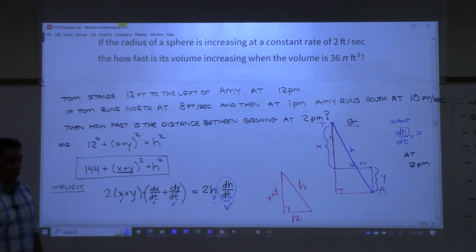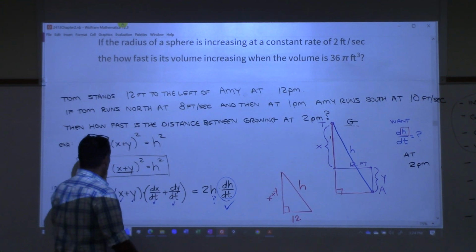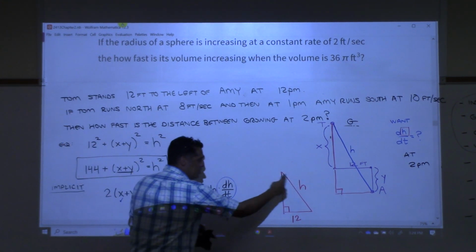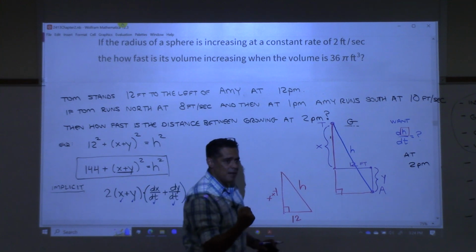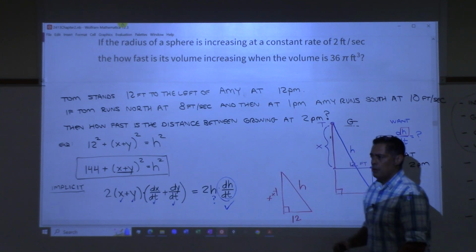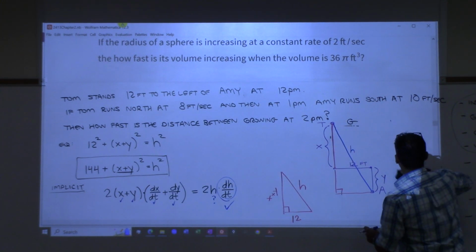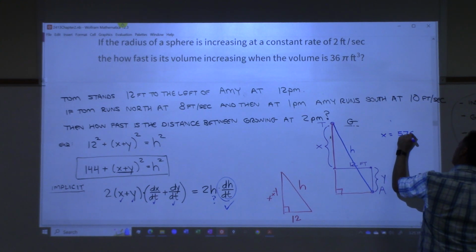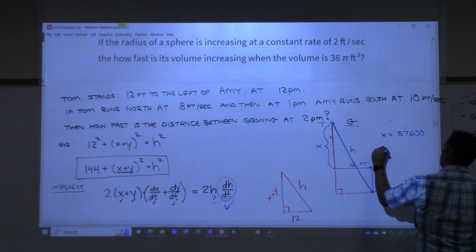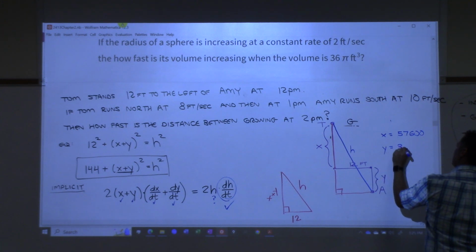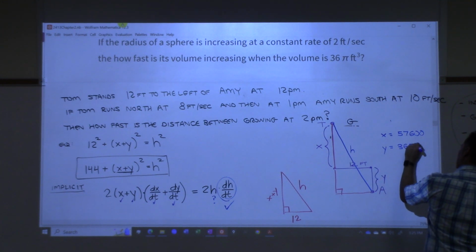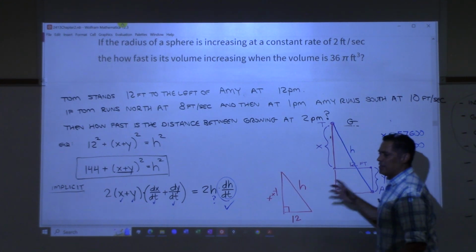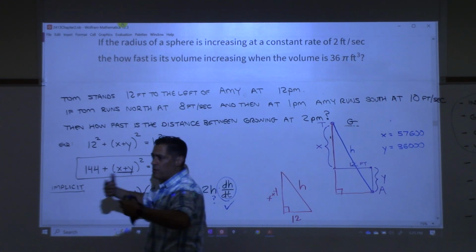So now what I'm going to do, yes? Yeah, I have actually an equation right here to solve for h. It comes off this triangle. But see, now I can fix everything in time. What was x again? 57,600. And then y was 36,000, right? So I should be able to plug in this x and this y. See, I can fix everything now because I've done the derivative already.